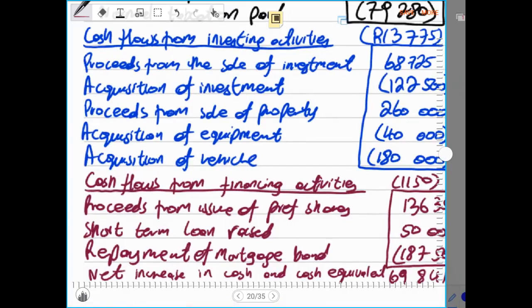Therefore now that will be the end of this cash flow, and it was out of 20 marks.